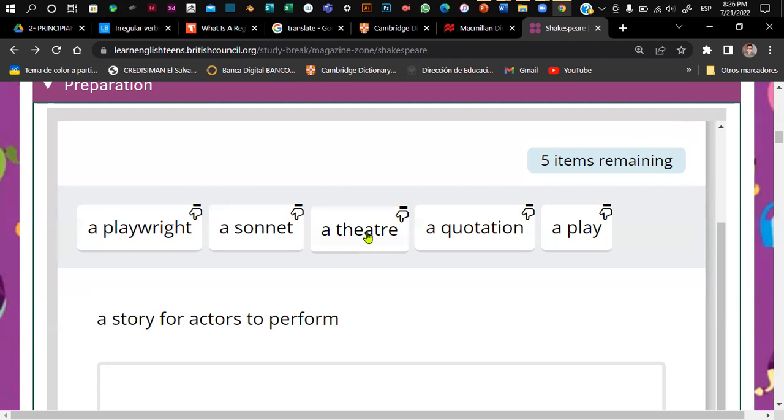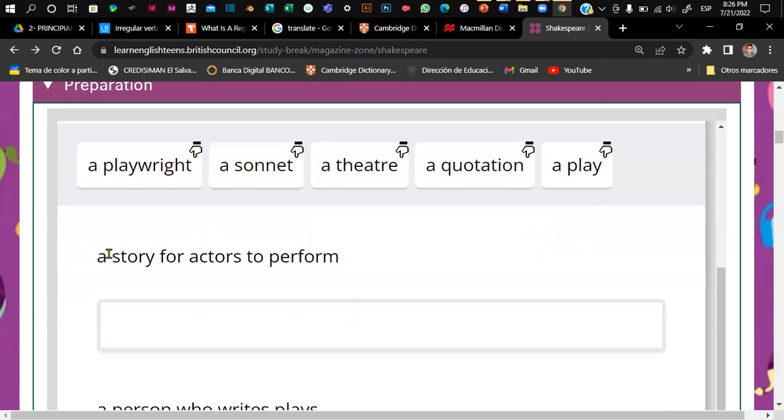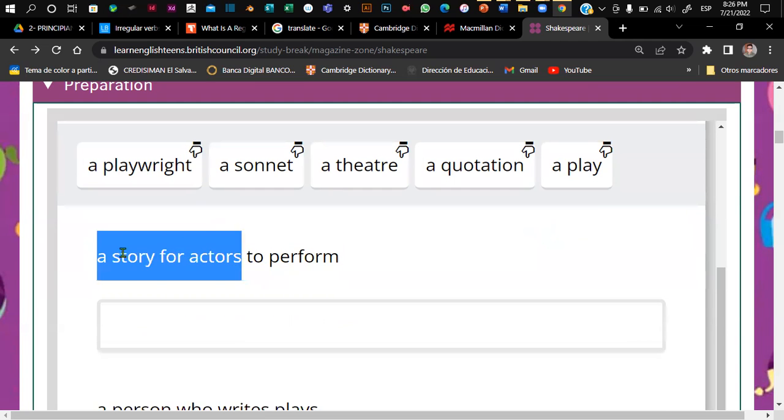Okay, you mean this one. A theater. Repeat. Theater. What is theater? Teatro. Okay, but look carefully, vea con cuidado, the definition. It says a story. It's not saying a place.